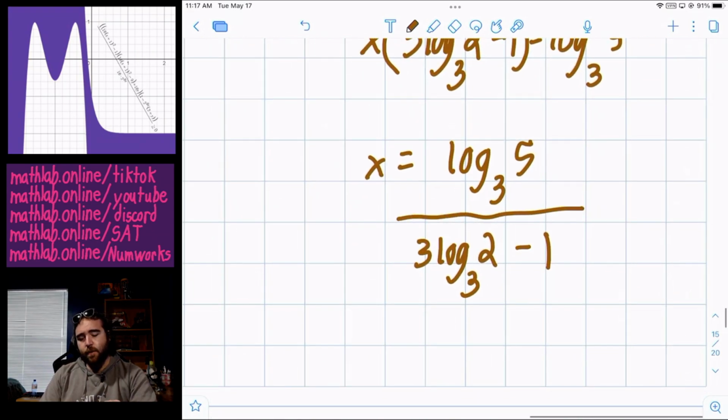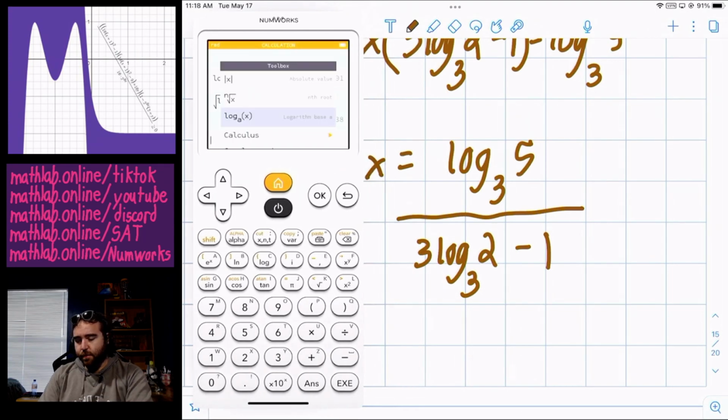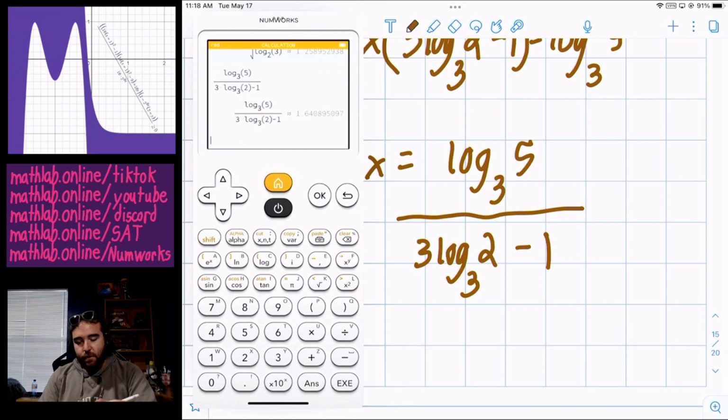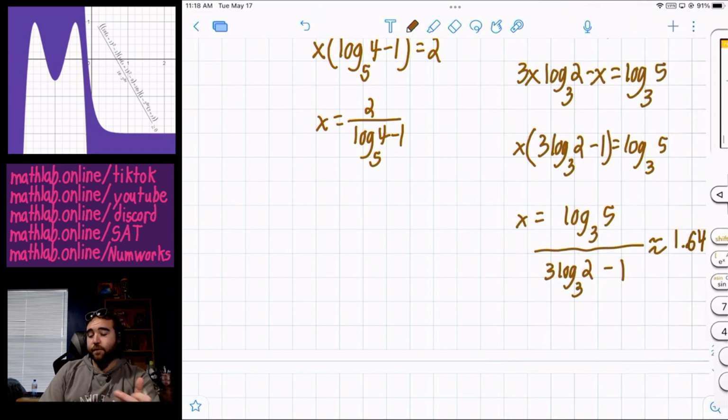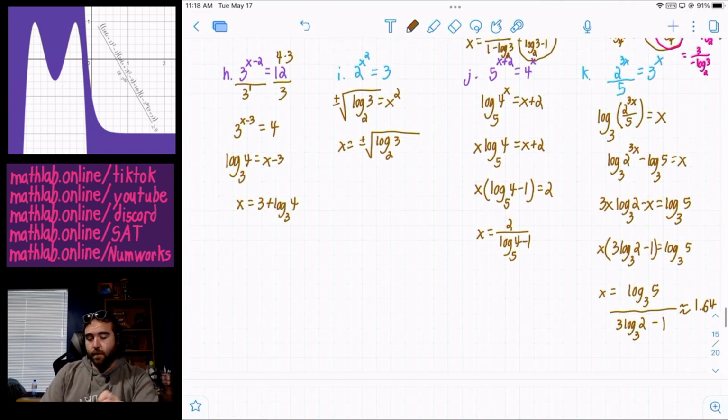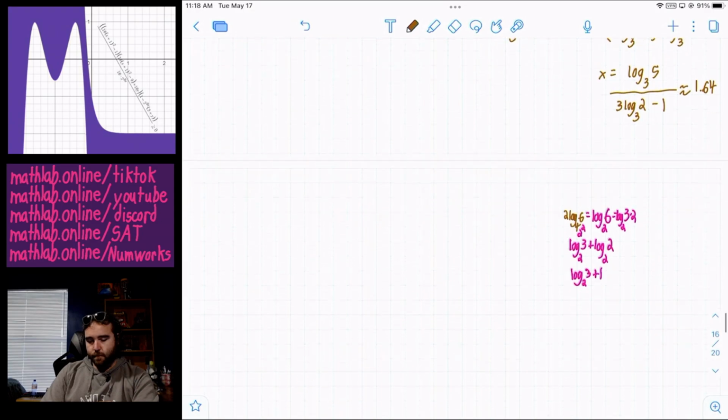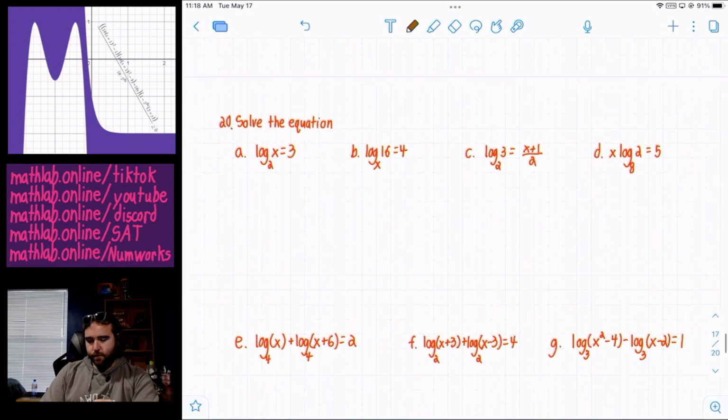If you get it in another form, what you ought to do is plug it into NumWorks and see what the decimal is. I'll do this one and write it down. Then put yours into NumWorks and see if you get the same decimal. So this is roughly 1.64. If yours looks different, but it's also 1.64, then you're good.